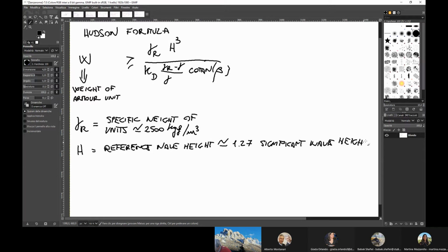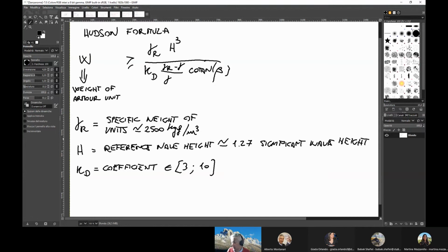So basically you take the significant wave height and then you increase it 27% in order to get a reference wave height to be plugged in the Hudson formula. Now KD is a coefficient, it depends on the units, on the shape of the unit, etc. It is in the range, let's say, about 3 to 10, okay? And usually it is given by the producer of the units.